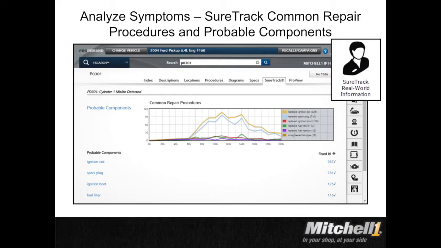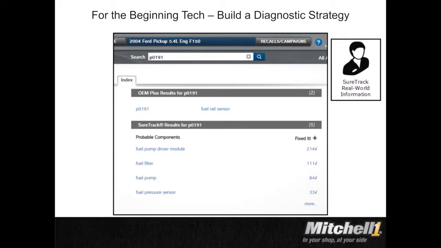I also have an example for you. So this is something that we can understand how an advanced technician and a beginning diagnostic technician might use the information just a little differently. So this example is a P0191. And again, I'm using it for the Ford F-150 pickup. So if you look up this code, this is a fuel rail pressure sensor code. On this particular vehicle, it means the pressure sensor is out of range, either too high or too low.